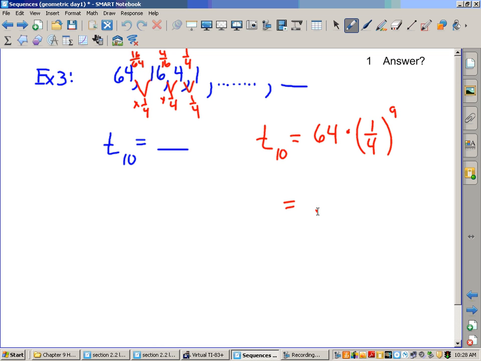Now, the person that doesn't have a calculator right here is going to do this without their calculator. This is 1 to the 9th, this is 4 to the 9th, and 64, I believe, is going to be 4 to the 3rd power. Okay, 1 to the 9th is 1. Okay, this is an uptown, downtown fight here.